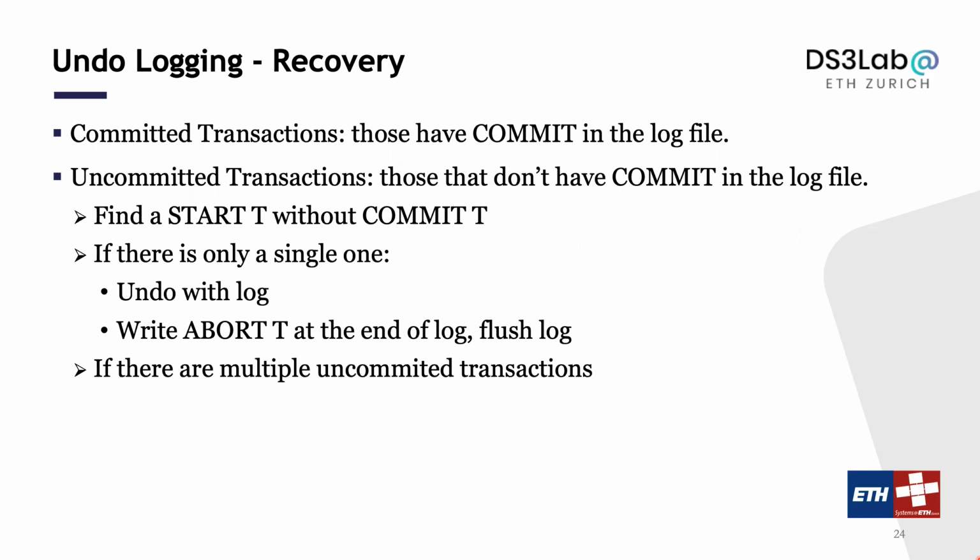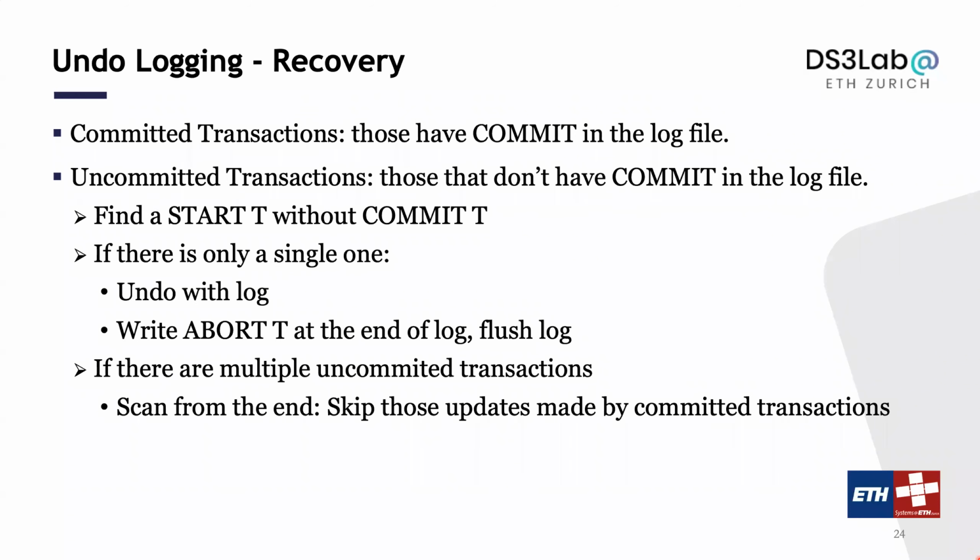If there are multiple uncommitted transactions, meaning multiple transactions with a start but no commit in the log, again you start from the end, but you skip those updates made by the committed transactions. You write abort T at the end of the log for each of these uncommitted transactions, you flush, and you are done.